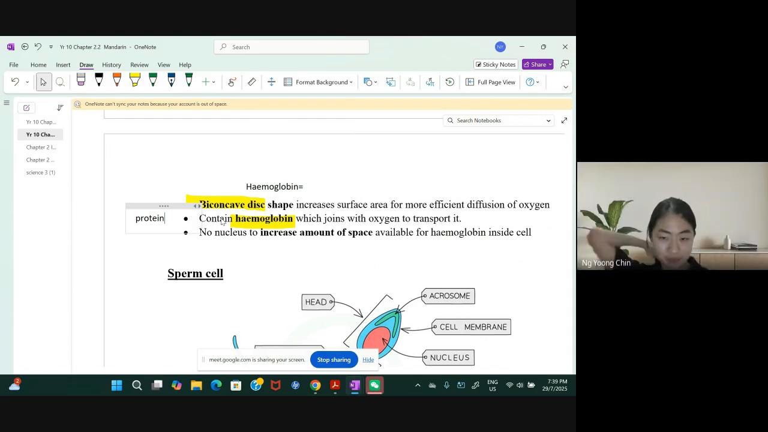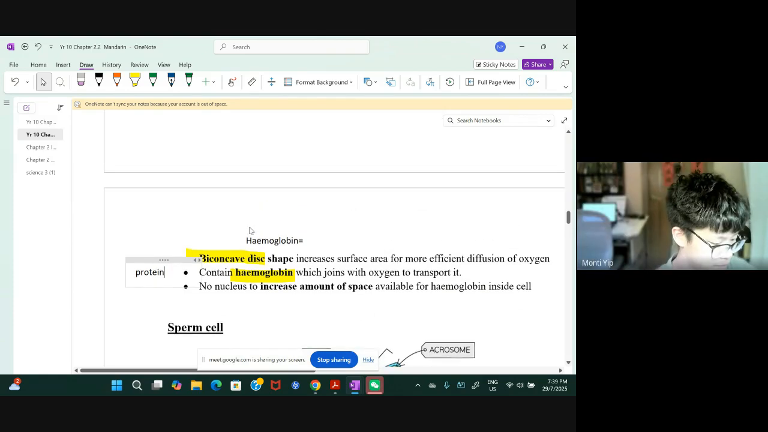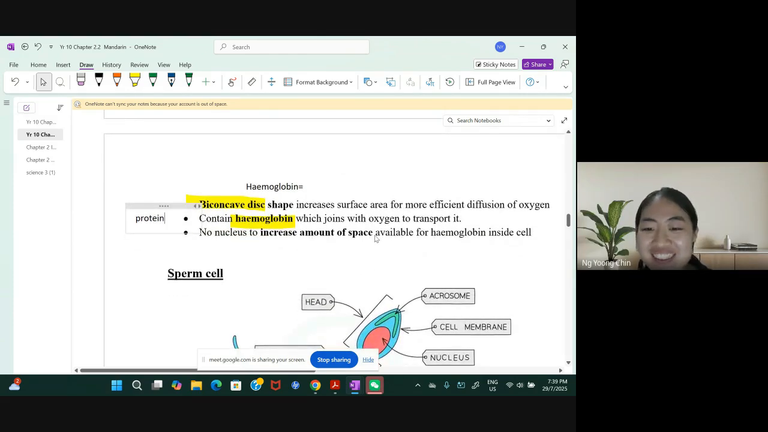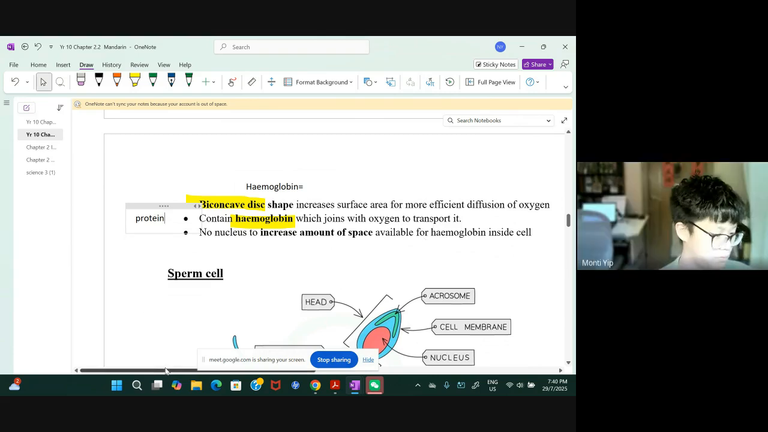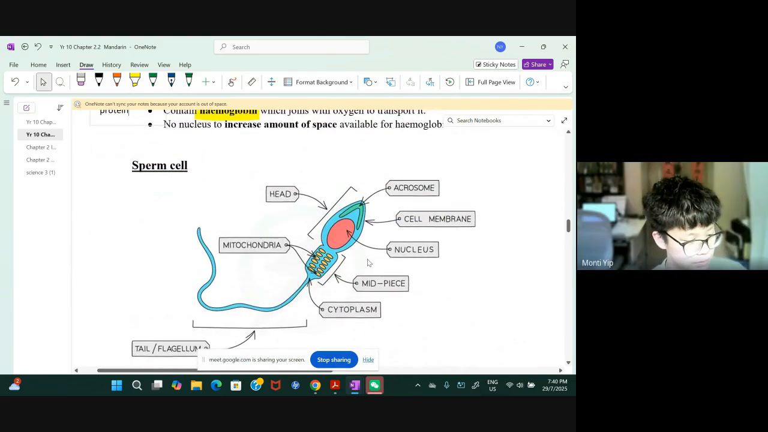Can we continue? There's no nucleus inside, which is better for them because they have more space for the hemoglobin inside. That's why they don't have a nucleus. Now we talk about sperm cells.